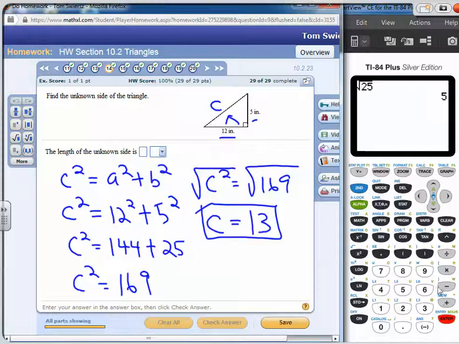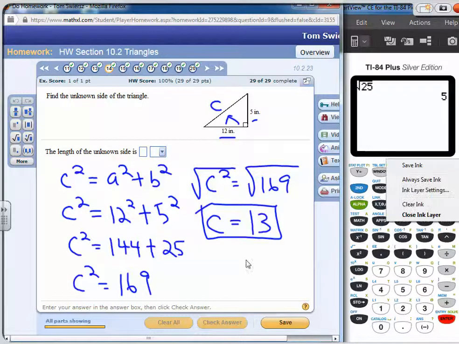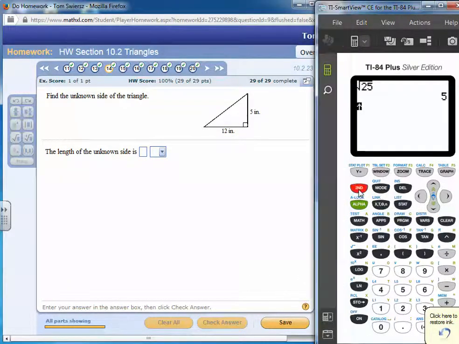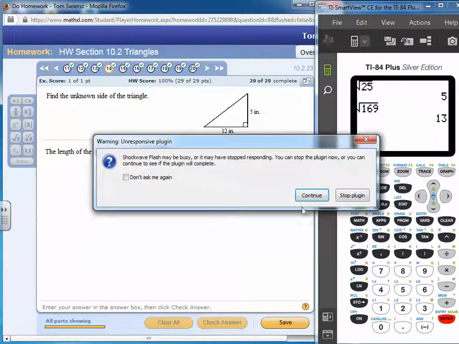Again, if it wasn't a perfect square, you'd have to use your calculator and round off. Again, you'd hit second square root 169, and then hit enter, and it's a perfect square. So it is indeed 13.